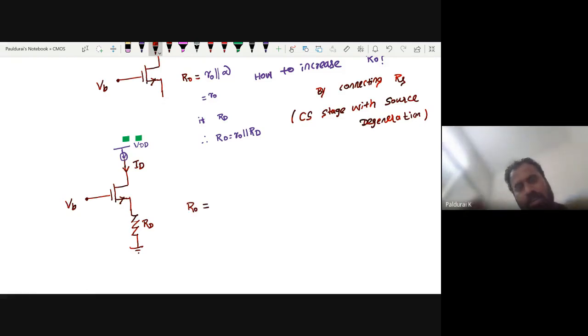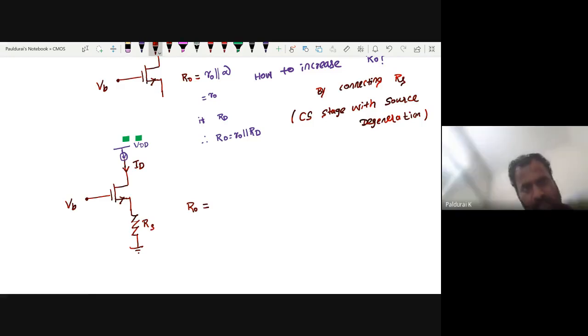Anyone? I have given one formula, we verbalized this. What was the statement? Output resistance of common source stage with source degeneration. We verbalized it. What is the formula? How to write the formula? Anyone? And this is not RT, this is RS.